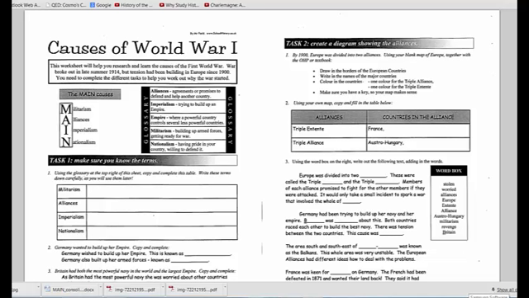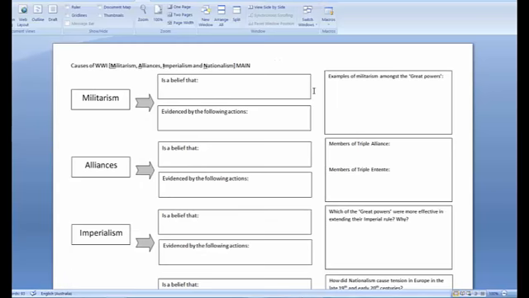Okay, so now that we've recapped on militarism and we understand a bit more about militarism, you should be able to complete the boxes here on militarism. So you should have here now what militarism is in terms of a belief and what sort of actions might follow from that belief.